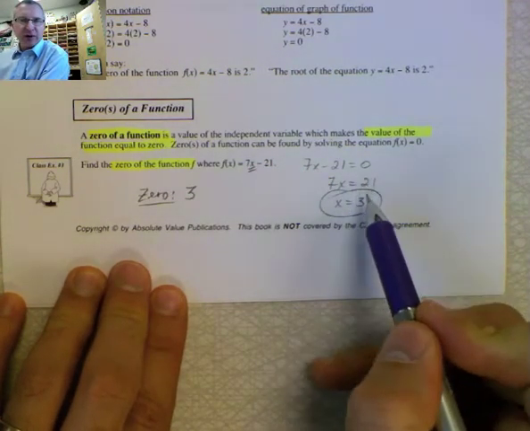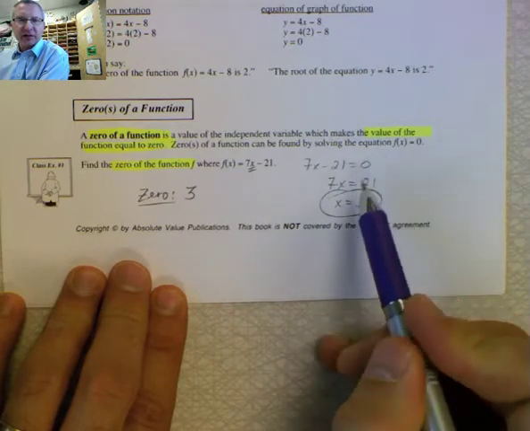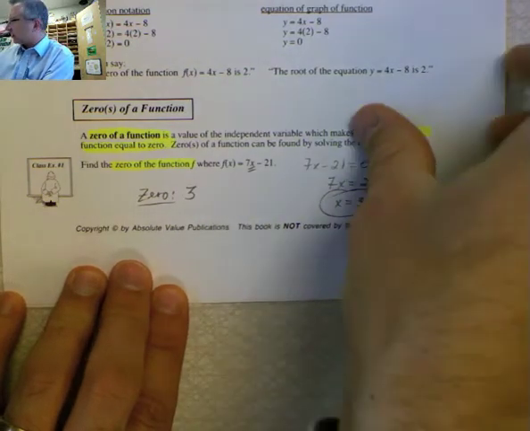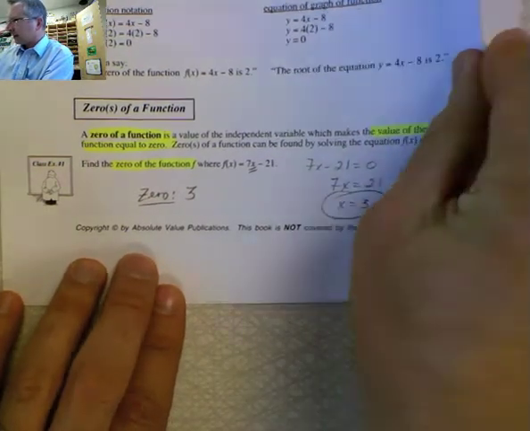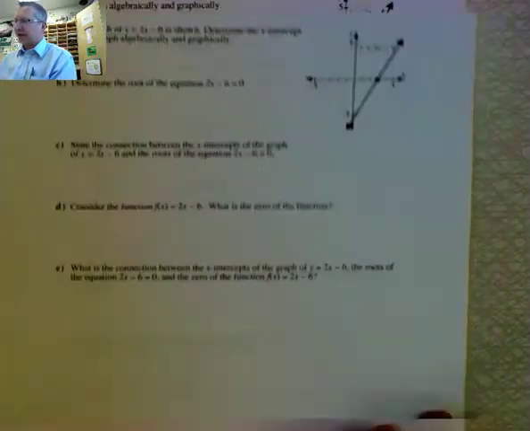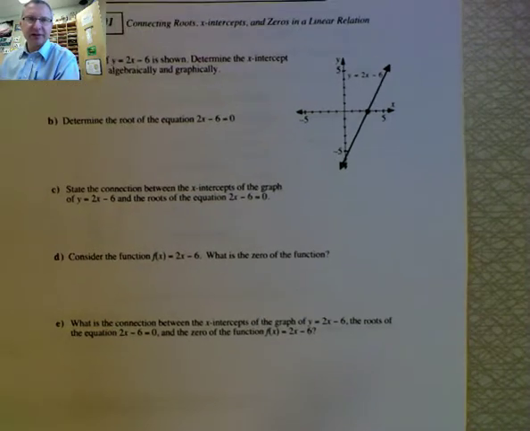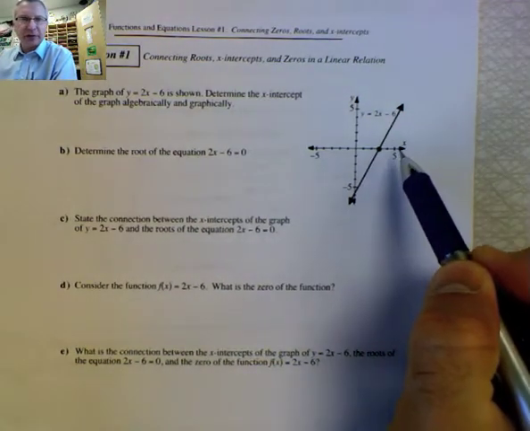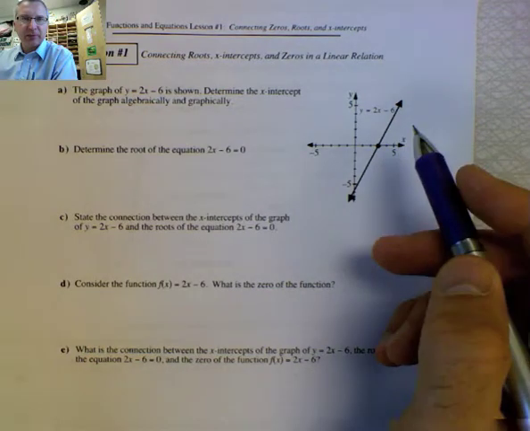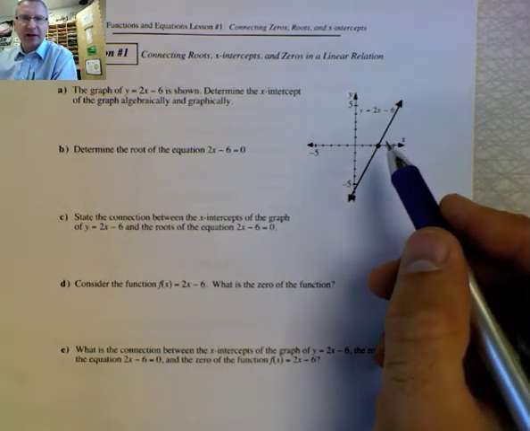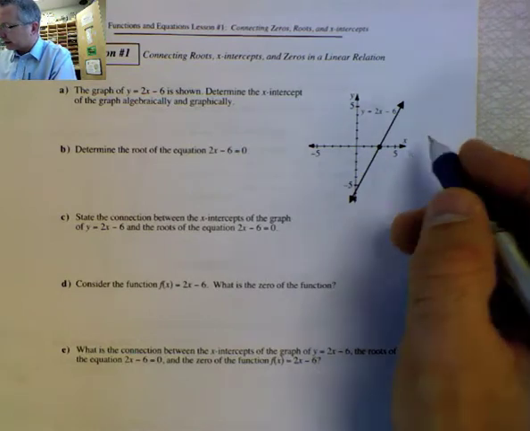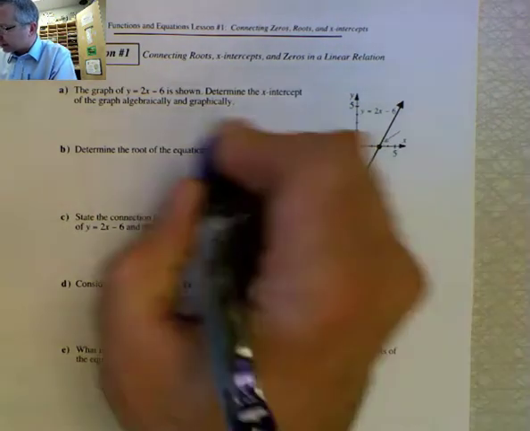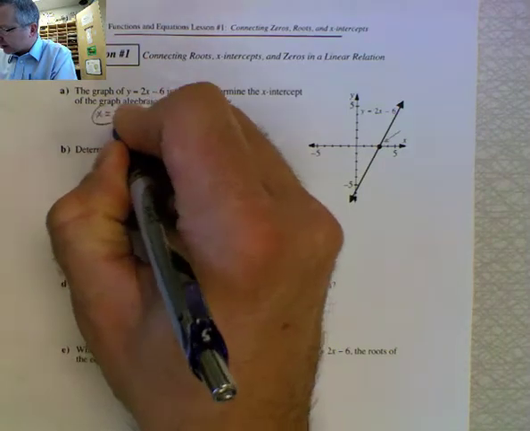Like how we solved equations in the last unit and solved for values of x, those are also called zeros. Now, if you go to the next page, it says the graph of 2x minus 6 is shown over here on the right-hand side. It says determine the x-intercept of the graph graphically and algebraically. Well, if I look graphically at where the x-intercept is, the x-intercept is at 3.